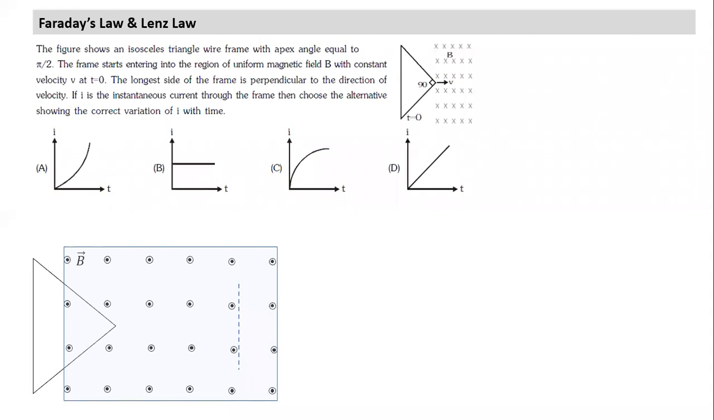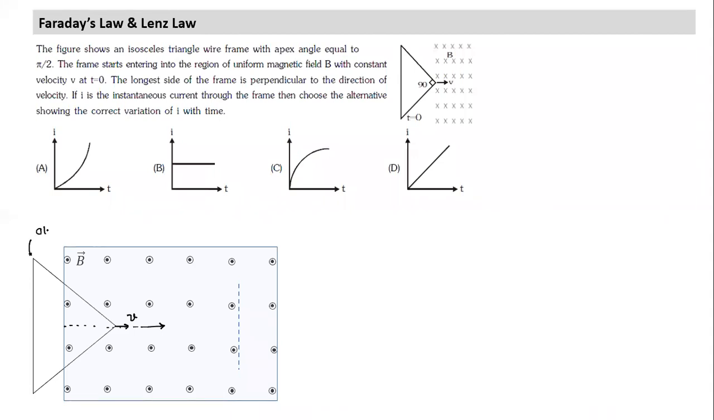There's a triangular loop here. The shape of the loop is in the form of a triangle with an apex angle of 90 degrees. The frame starts entering the region of uniform magnetic field with a constant velocity v. So at time t equals 0, it starts entering here, and this has velocity v. And this is the position at a certain time t.